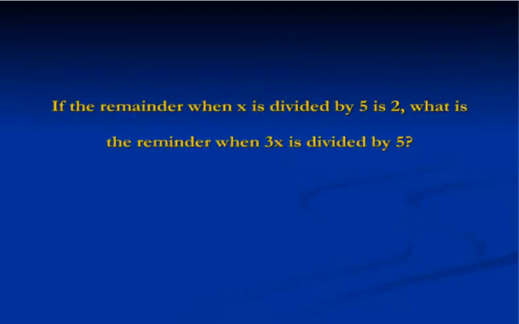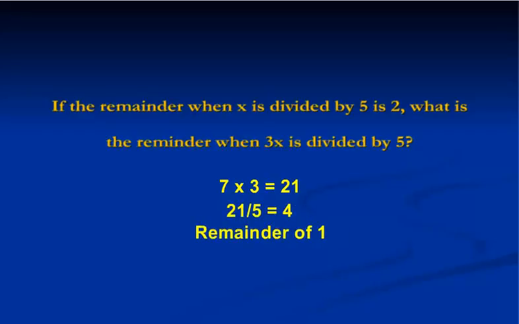They can also come after you in a more abstract fashion, as in this case where they say x when divided by 5 leaves a remainder of 2. What would be the remainder when 3x is divided by 5? Well, simply pick a number that fills the requirements. We want a number that leaves a remainder of 2 when divided by 5. 7, 12, 17, something like that. Let's pick the smaller one. 7 times 3 is 21. When you divide that by 5, it leaves a remainder of 1.